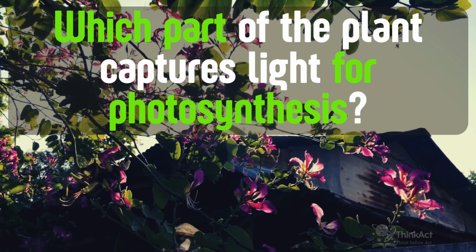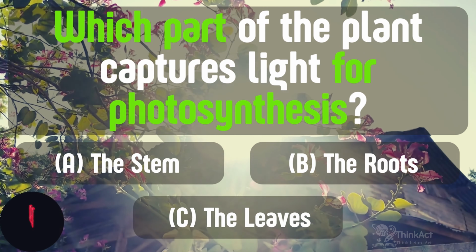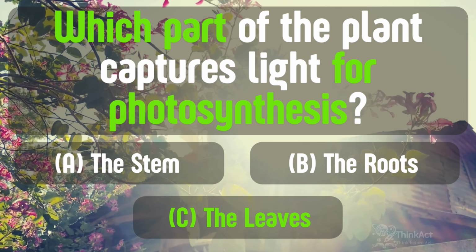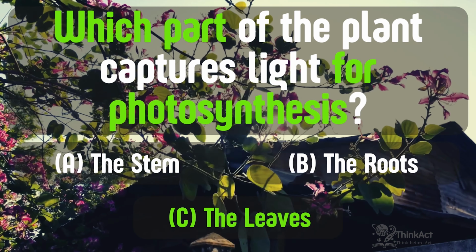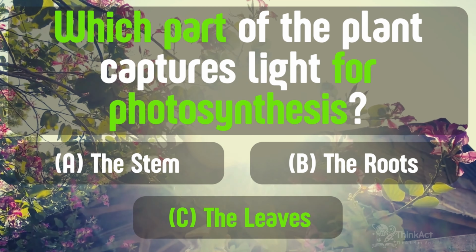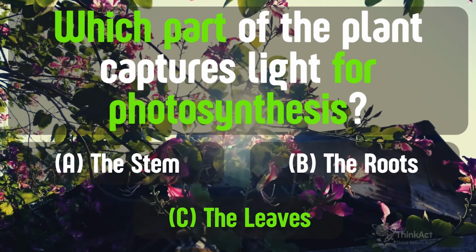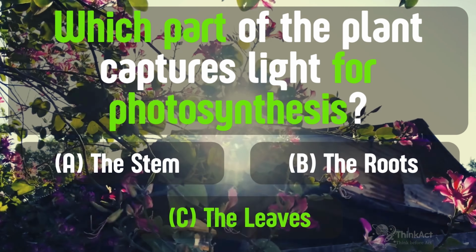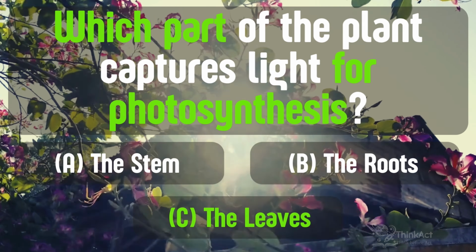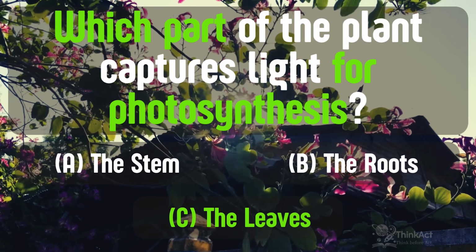Which part of the plant captures light for photosynthesis? The answer is option C, the leaves. Photosynthesis happens within the chloroplasts in a plant's leaves. The pigment chlorophyll is central to this process. Chlorophyll molecules capture light energy from the sun. They mainly absorb energy in the blue and red regions of the visible light spectrum.